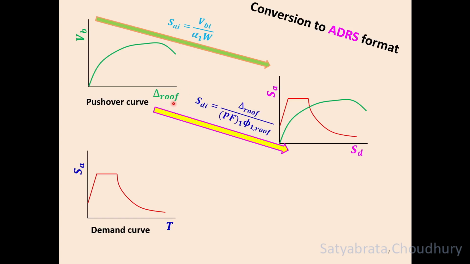Then the roof displacement to be converted to SD. So this is the formula using participation factor for first mode and the mode shape coefficient for first mode at the roof level. And here time period is to be converted to SD. So this is the formula. Any time period will be converted to SD through this formula. These formulae were first suggested by Mehani in 1993. So we have converted our capacity curve and the demand curve to a common plot between SD and SA.